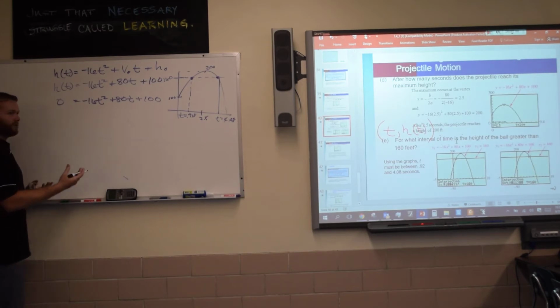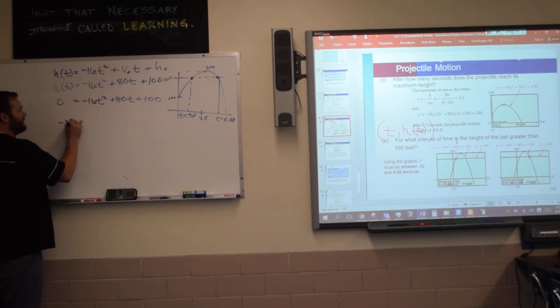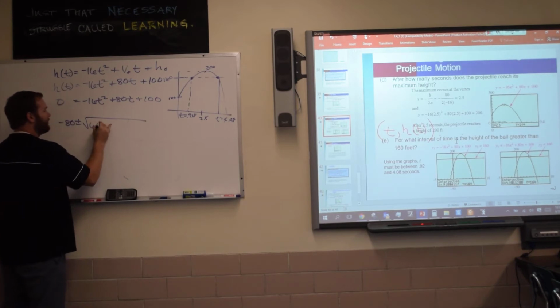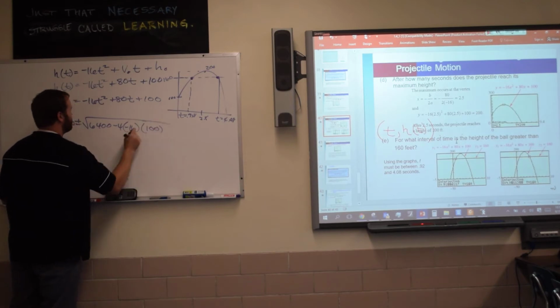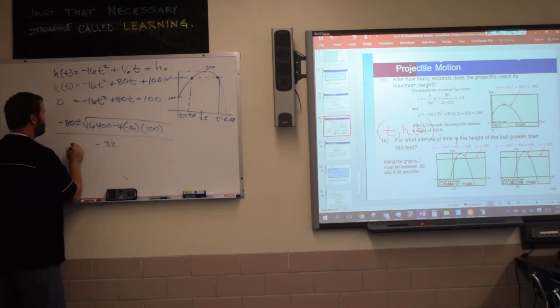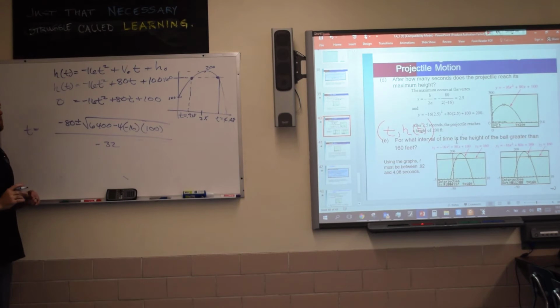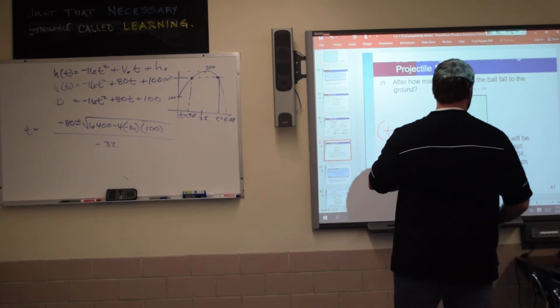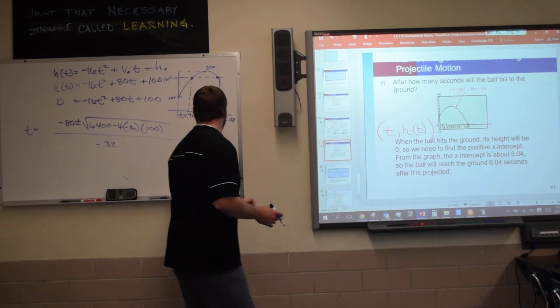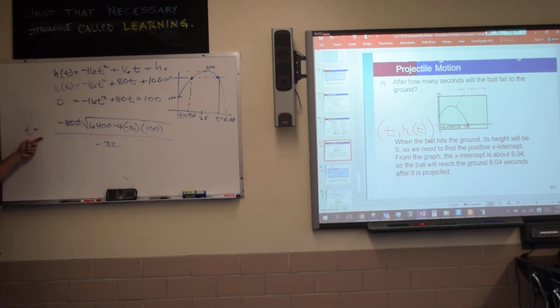So they're saying instead of this being 160, it's now 0. And now we just do the quadratic formula again. Opposite of b plus or minus the square root of b squared minus 4 times a times c, now at 100, all over negative 32. That'll be my time. Now, for the sake of time here, I'm going to go to the next slide and see if they actually do this. When we go through and do this, we should get 6.04 for one of these t values. And that makes sense, right?